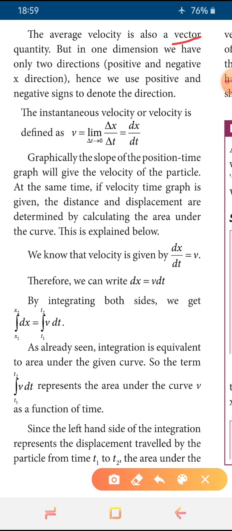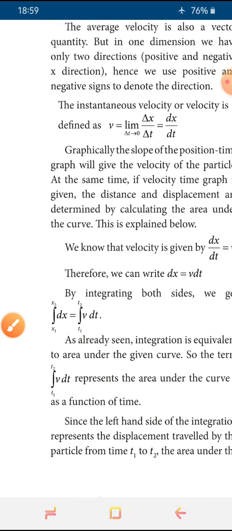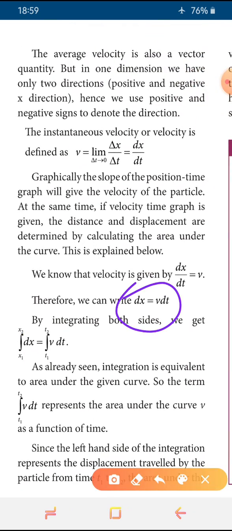So we write the formula for velocity v is equal to dx divided by dt. Then we can write dx is equal to v into dt, after cross multiplication. Now we use the integration method in this formula. Integration x1 to x2 dx is equal to integration t1 to t2 v dt. We already know integration is equivalent to the area under the curve. So the term integration t1 to t2 v dt represents the area under the curve of v as a function of time.